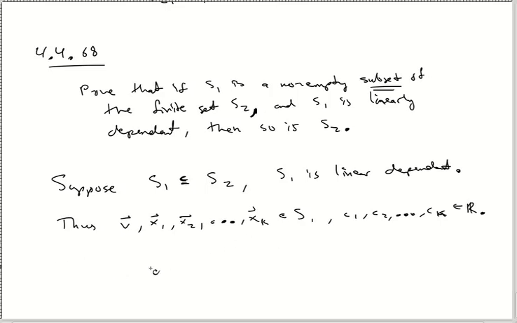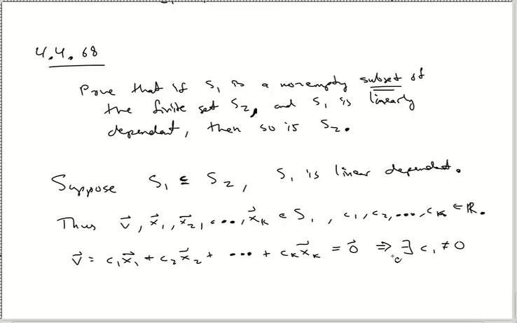Okay, cool. So I've got all these variables set up, and let me go ahead and start setting them up. V is equal to c1x1 + c2x2 + ... + ckxk. And this is equal to the zero vector, which implies that there exists some c_i not equal to 0. Now, this is a symbol I haven't used yet. This means there exists. It's a backwards E, just like an upside down A is for all. There exists a single one. Some c_i is not equal to 0.